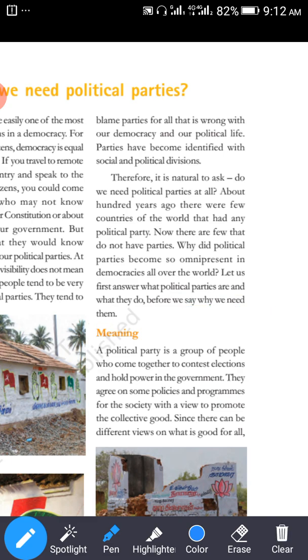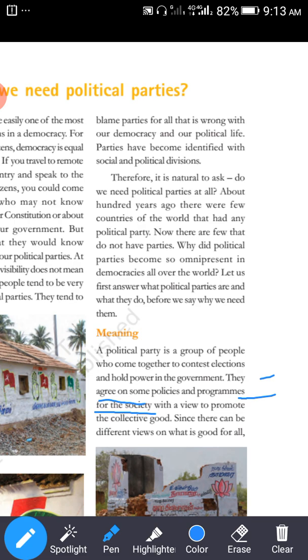Now, about the meaning. What is the meaning? What is a political party? A political party is a group of people. If it is a party, obviously it is a group who come together to contest elections and hold power in the government. You all have an idea about the names of some of our earlier prime ministers. I am not talking about the present. Earlier they ran the government as a coalition government, through joint efforts by different parties, and it was possible because they agreed on some policies and programs for the society.